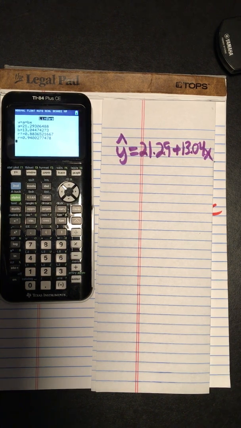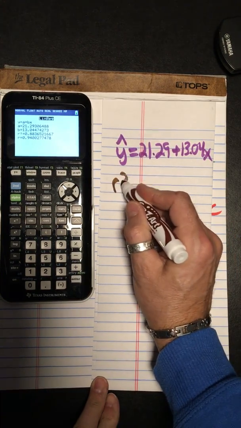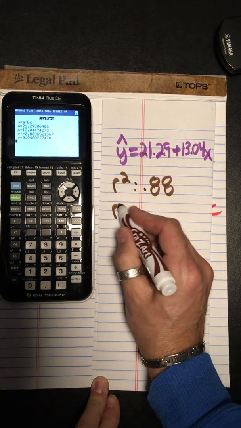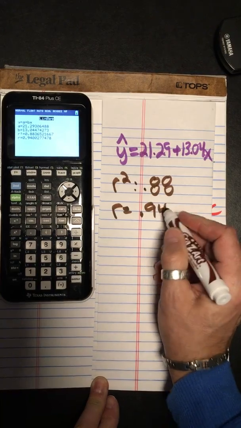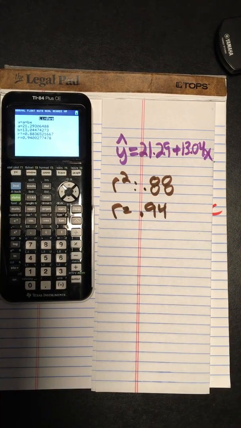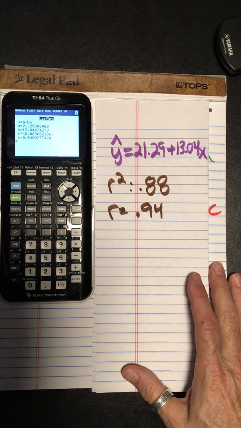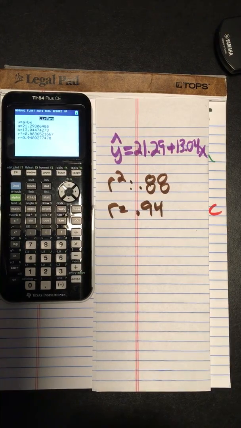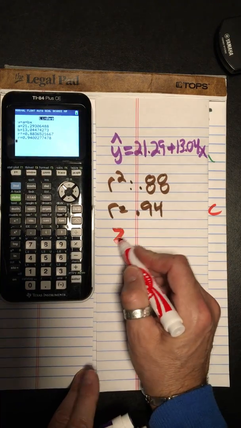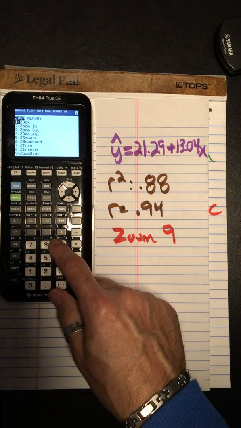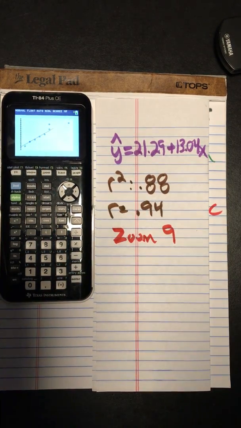You will also notice that we have something called r squared, and that's actually the coefficient of determination. And we will discuss its meaning in later lessons, as well as the correlation coefficient, which is 0.94. But for right now, what we want to do is show that line with our scatter plot. So we're going to use the same function we used for the scatter plot, Zoom 9, and there you'll see we have our scatter plot with the line of best fit.